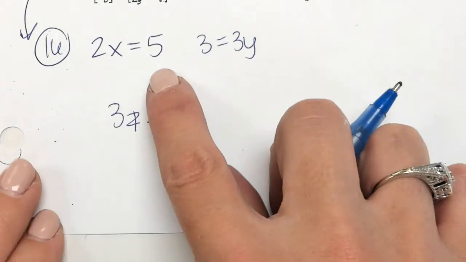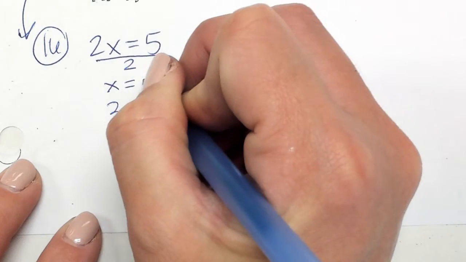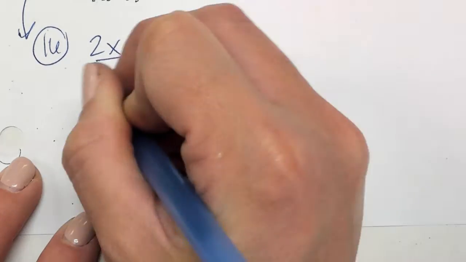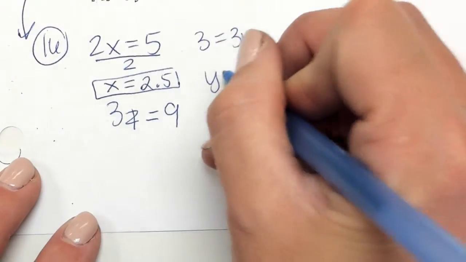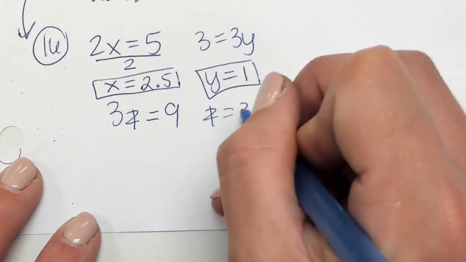So for this first one, I just need to divide everything by what? 2, and x would be 2.5. You could leave it as 5 over 2 if you'd like. This one, y is, and z is. That's it.